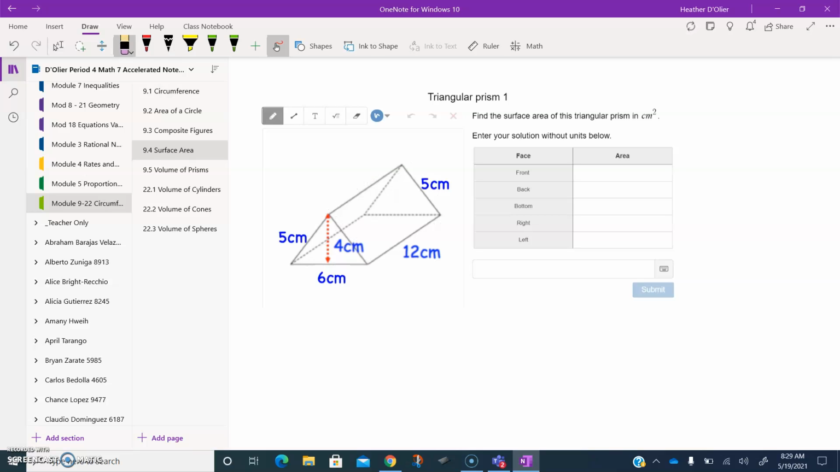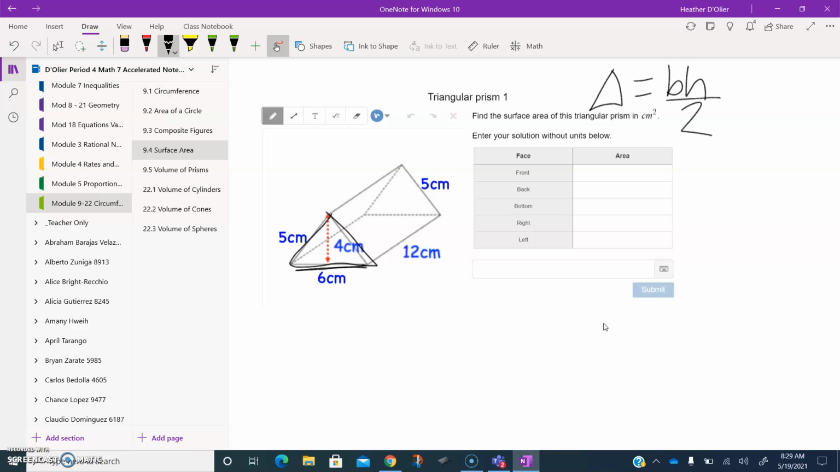But that's why on your list there, it doesn't say top. So I'm starting with the front and the back, which are triangles. So remember that the formula for the area of a triangle is base times height divided by 2. Not a rectangle, just a triangle.